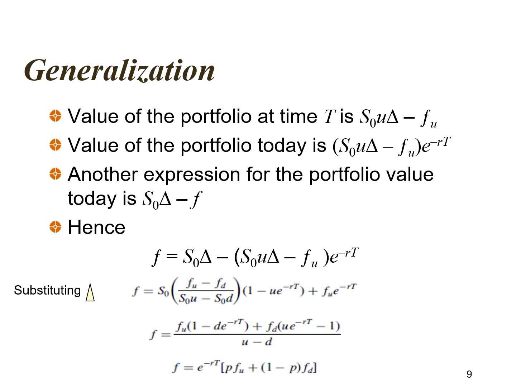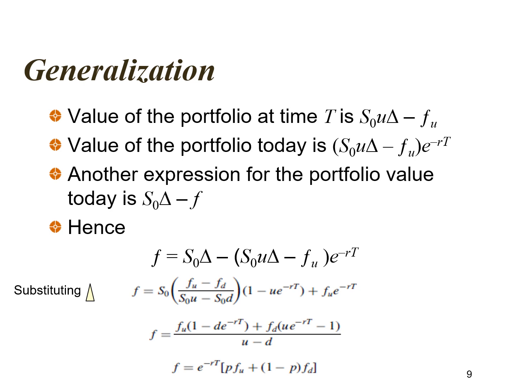So therefore the value of the portfolio today would be S0 u times delta minus fu, because you're short on the option, discounted at e raised to the power rT, where r is the risk-free rate, like what we have seen in the earlier slides.